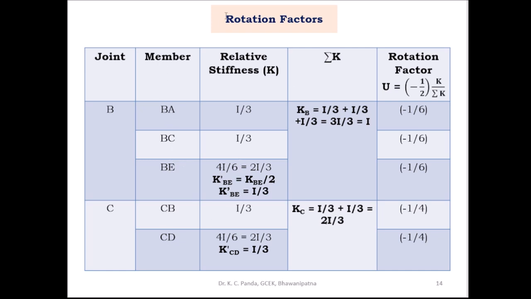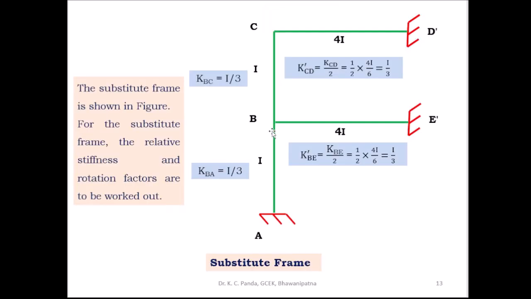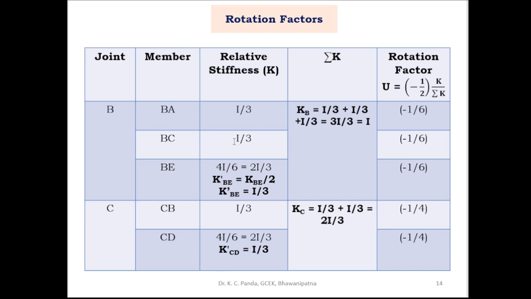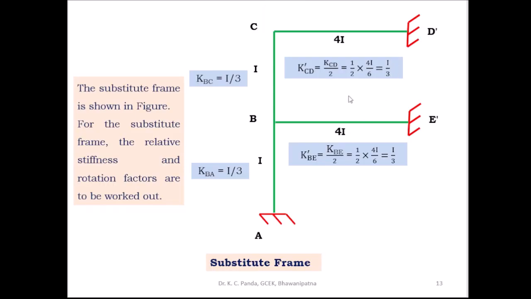Then you find out the relative stiffness of the members. For BA, the relative stiffness is the moment of inertia divided by the length of the span. The moment of inertia of BA is I, and the length of this vertical member is 3, so KBA is equal to I by 3. Similarly, KBC is equal to I by 3. Then KBE is equal to 4I by 6, which is 2I by 3. Then you find out the relative stiffness of the substitute member, K dash B is equal to KB by 2, so K dash B is equal to I by 3.